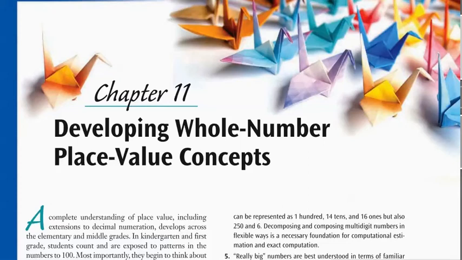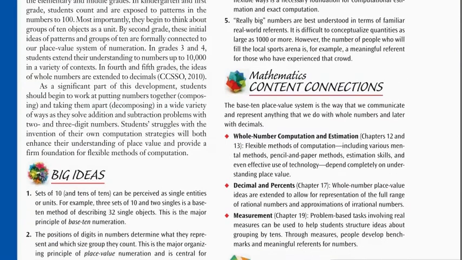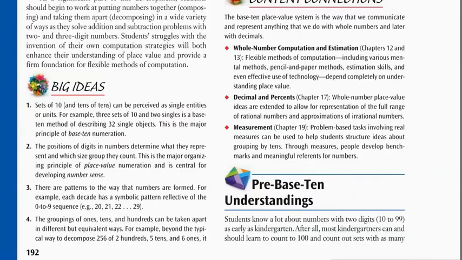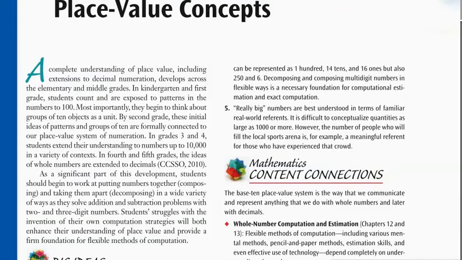Chapter 11, Developing Whole, Part, Place, Value Concepts. The big ideas in this are to create sets of 10, and use positions of digits in numbers to determine what they represent in each size group they count. Number 3, there are patterns in the way that numbers are formed. The grouping of ones, tens, hundreds can be taken apart. And really big numbers are best understood in terms of familiar world reference.